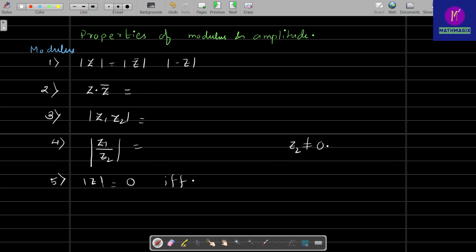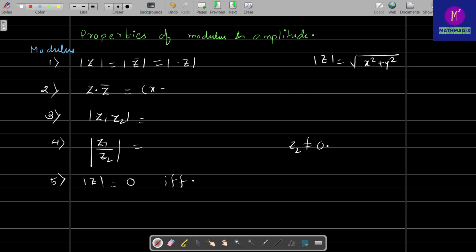So modulus of z, modulus of z bar and modulus of minus z will always be the same, just because z, z bar, minus z, all these numbers are at the same distance from the origin. We know what modulus of z is. Modulus of z is nothing but square root of x square plus y square, which is nothing but the distance of z from the origin.